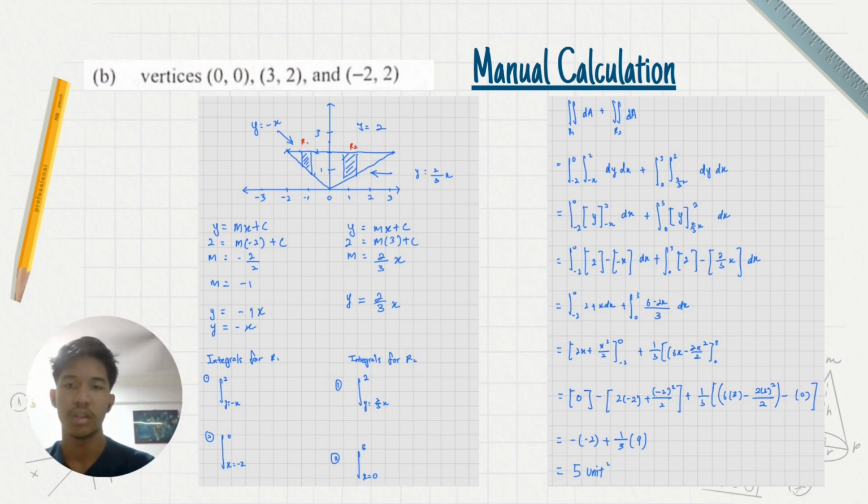After getting the integrals for R1 and R2, by using the formula on the top right, which is the double integral dA plus double integral dA, where the first double integral is R1 and the second is R2, we can put in the values and find the answer, which will be 5 square units. So that's all for manual calculation.